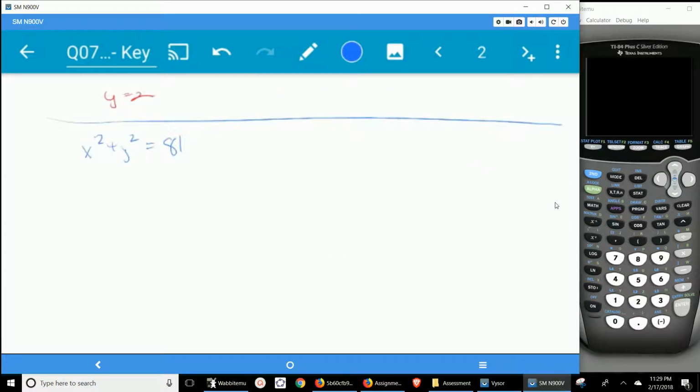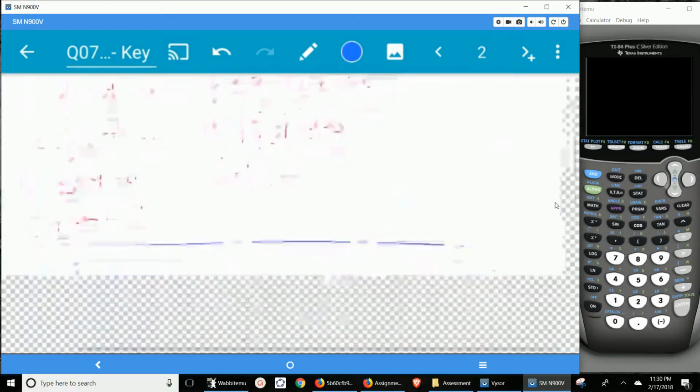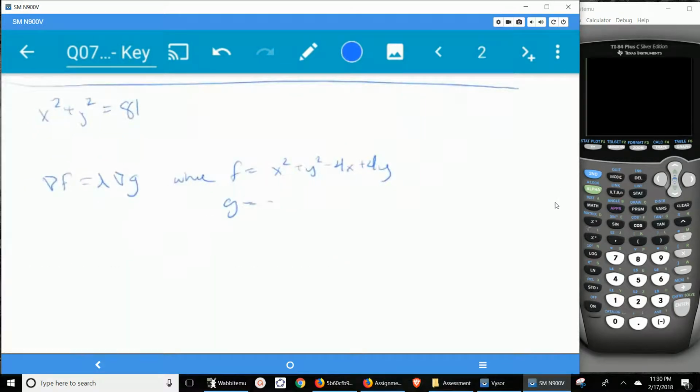So we got to use Lagrange multipliers to do this. So we got to go. Gradient of f is lambda gradient g, where f is x squared plus y squared minus 4x plus 4y, I think is what it was. Okay. And g is x squared plus y squared, and that's set to equal to 81. Okay, so nabla f gradient is 2x minus 4 and 2y plus 4. That's equal to lambda times 2x, 2y.